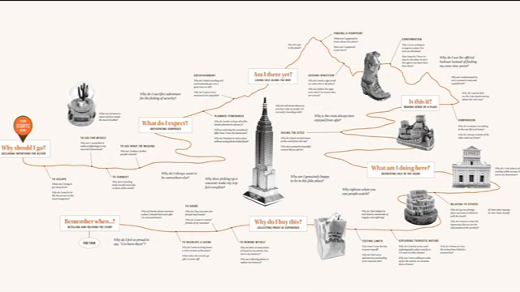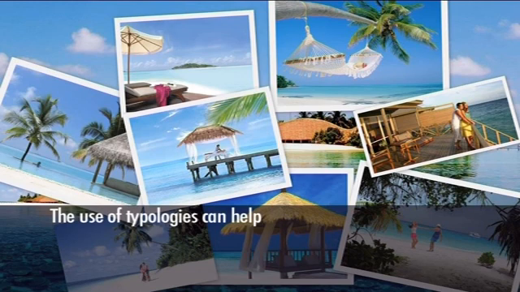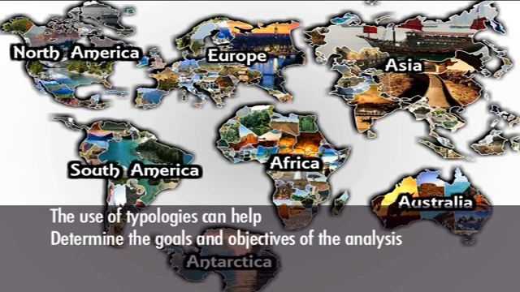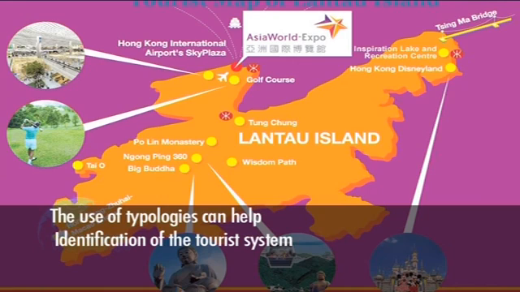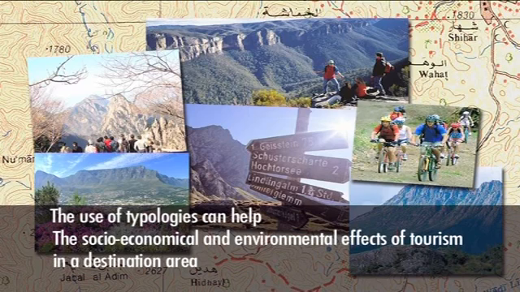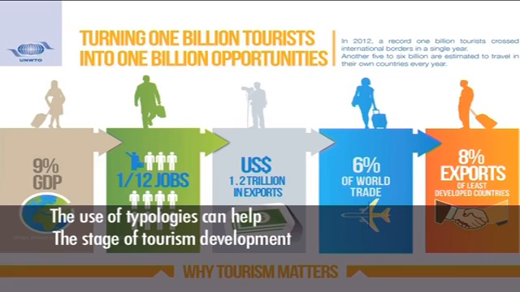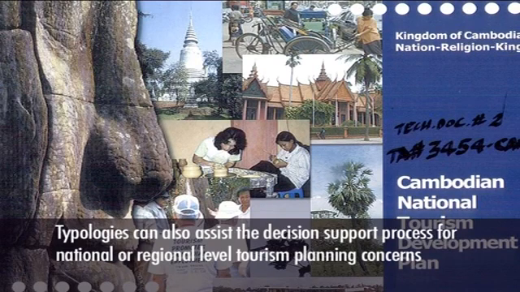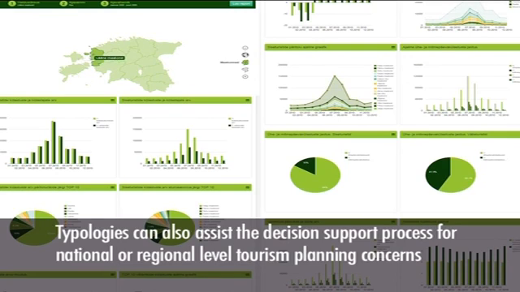The creation of a typology can considerably assist the tourism planning process. The use of typologies can help determine the goals and objectives of the analysis, identification of the tourist system, the socio-economical and environmental effects of tourism in a destination area, and the stage of tourism development. Typologies also assist in deciding the development of a support process for tourism, especially when tourism planning requires policy decisions at national or regional level to suit different type, group, class of tourist areas.